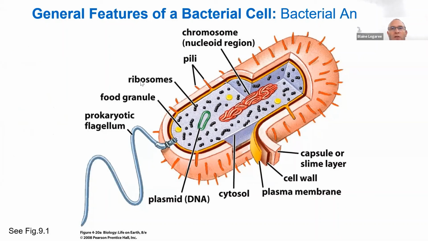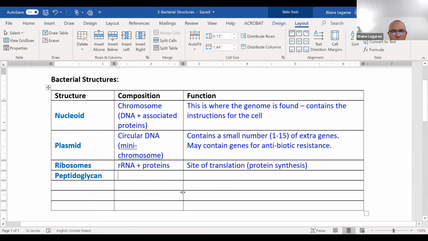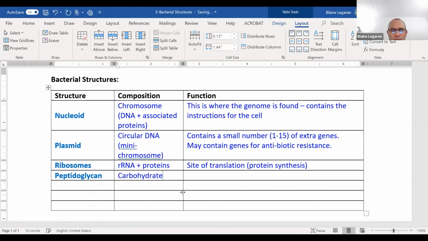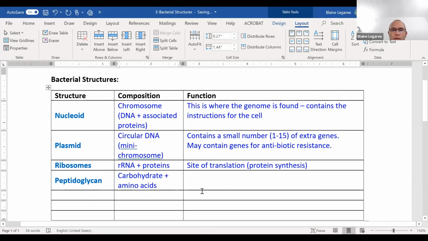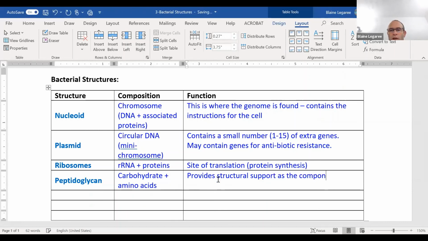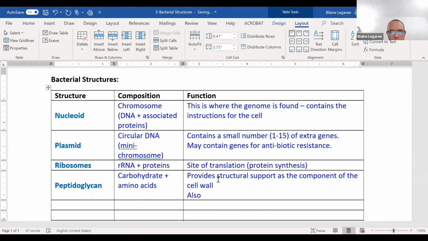Okay, I'm going to go back to my Word document and write a note on peptidoglycan, and that's where we're going to finish today. So what is peptidoglycan made out of? It's made out of carbohydrate and amino acids. And what is the function of peptidoglycan? It provides structural support as the component of the cell wall. Also provides cell shape.